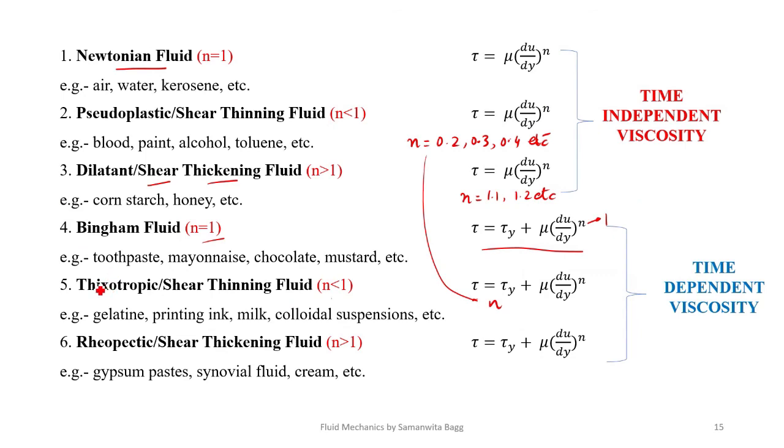And last we have Rheopectic or shear thickening fluid. N is greater than 1. This is the equation. So n greater than 1 means I'll have these values of n over here again. Some examples of Rheopectic fluid are gypsum paste, synovial fluids, cream, etc. Synovial fluid is a fluid in the joints. So these are some examples.